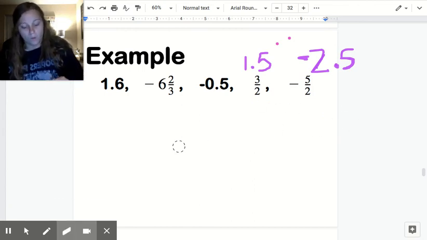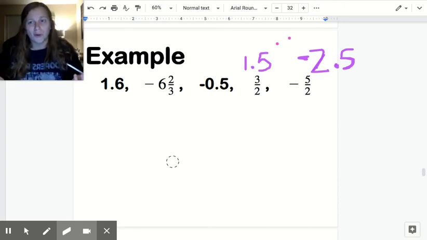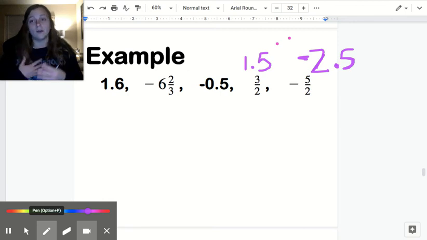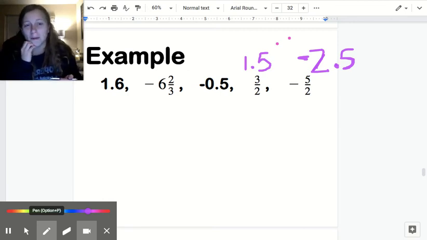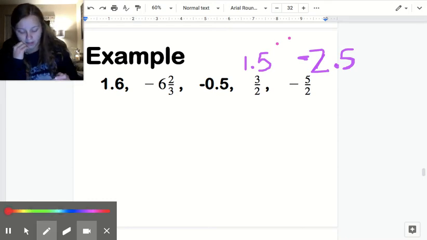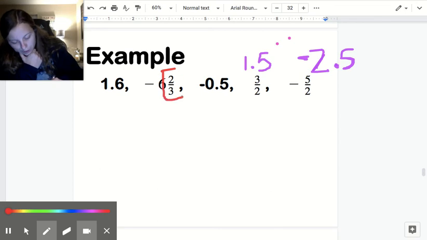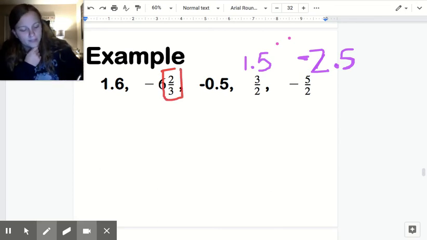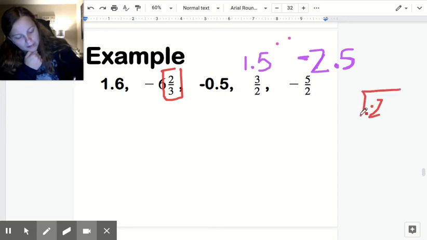If there's one like 1/4, well, you might know that 1/4 is 0.25, and that's okay if you have those memorized. Now, -6 2/3, I don't have that one memorized, so I'm going to need to do some math off to the side. So I'm going to take 2/3 and convert 2/3 into a decimal, and I do that by doing 2 divided by 3.